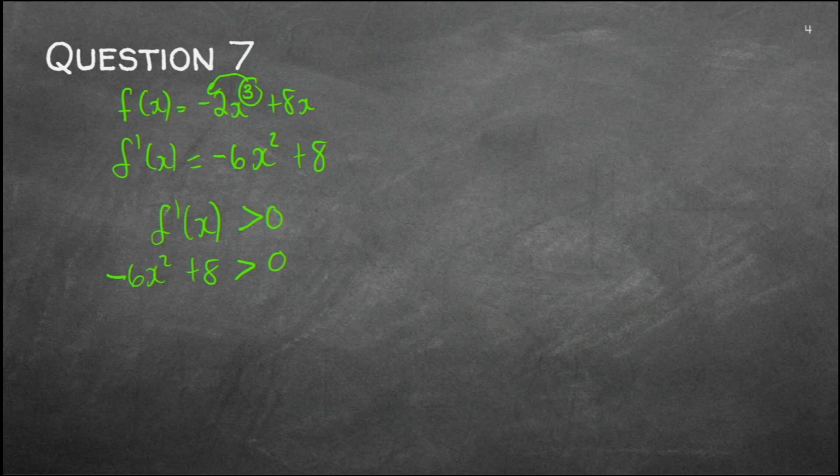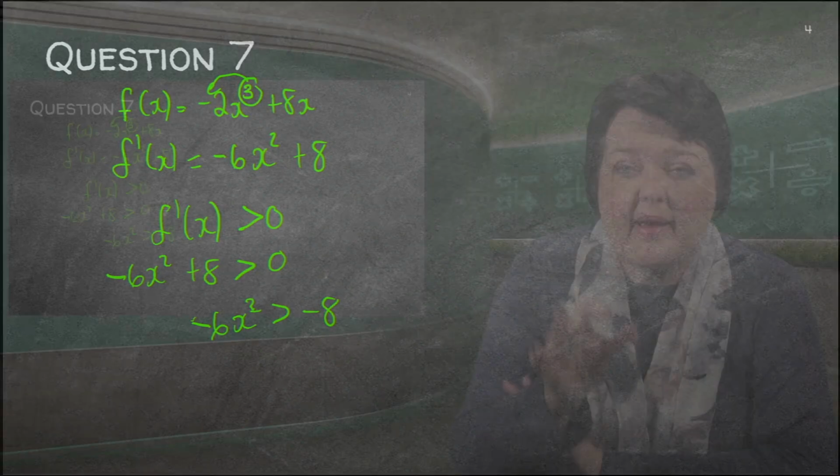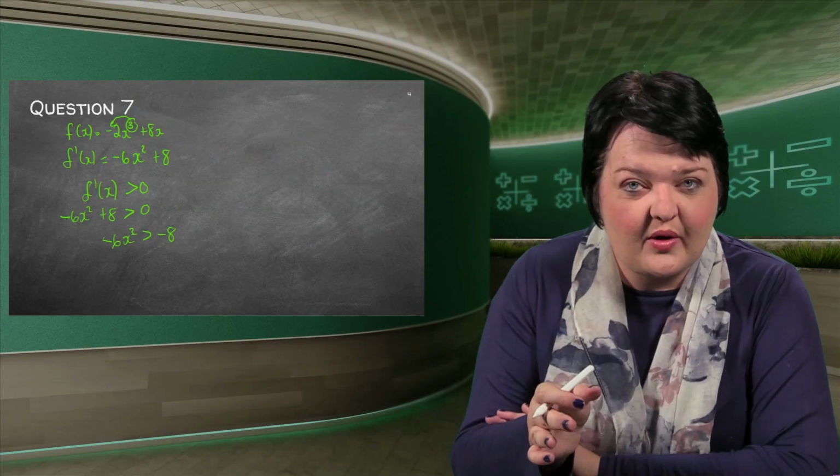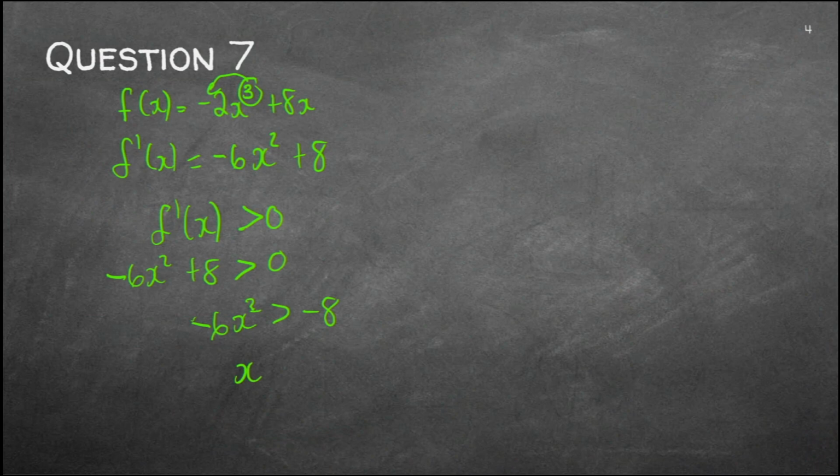So let's quickly give this a go. I would just go and say negative 6x squared must be larger than negative 8. Divide by the negative 6, but remember, you need to change the inequality. So x squared must be smaller than 8 over 6. So x squared must be smaller than 4 over 3.